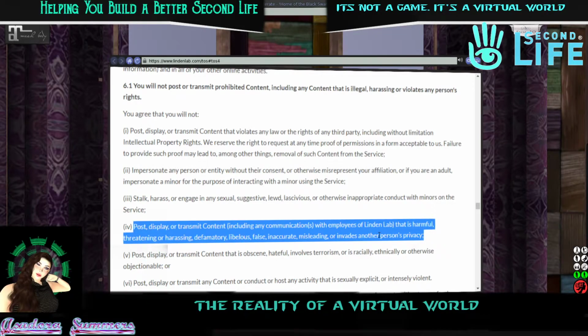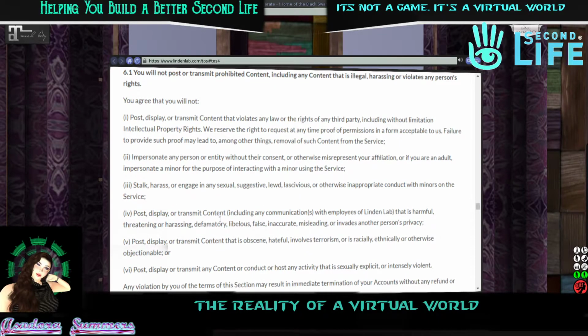So if you're having a conversation with tech support, and you're talking with a Linden about land, for example, and there's an argument or whatever, and you post it, yeah, that's against the TOS. If you are upset or mad at a Linden employee and you spread it all over Second Life or any of Linden Lab's services, like the community forums or what have you, then yes, that is against the TOS. If you post, display, or transmit content including any communications with employees of Linden Lab that is harmful, threatening, or harassing, defamatory, libelous, false, inaccurate, misleading, or invades another person's privacy.